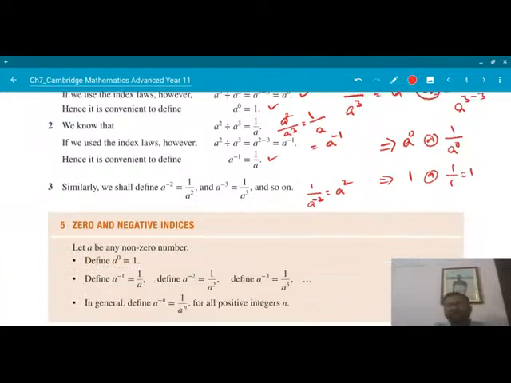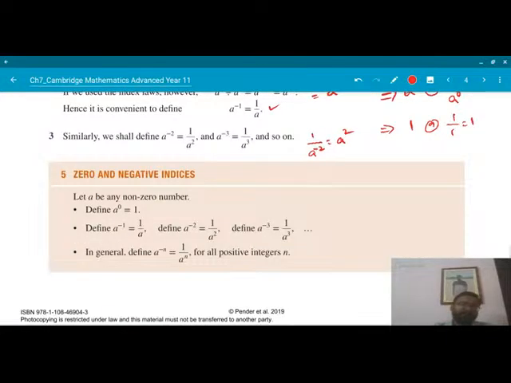Generally, we don't use the word index, but generally it's a power or an exponent. Okay, and these are the standardized symbols. a power 0 is equal to 1. a power minus 1 is equal to 1 by a. a power minus 2 is equal to 1 by a power 2, and so on. a power minus n is equal to 1 by a power n. Even 1 by a power minus n is equal to a power n. Clear?